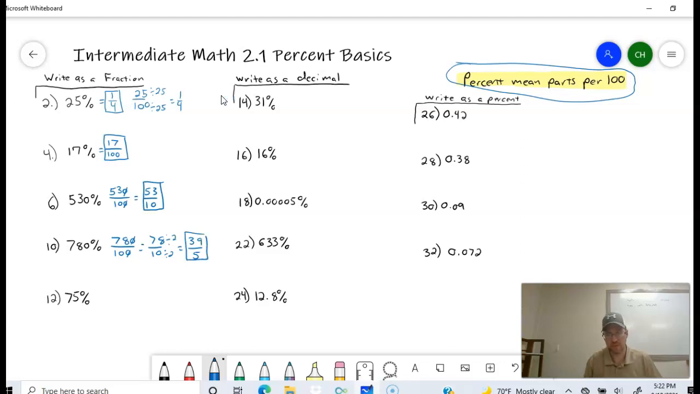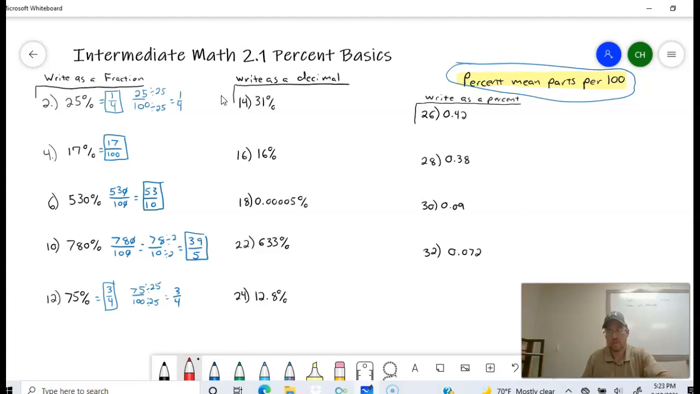75% is another one of those that should be real common for us. We should know that that's 3/4. We need to memorize that one. That is 3/4 because 75 over 100, divide by 25, equals 3/4.